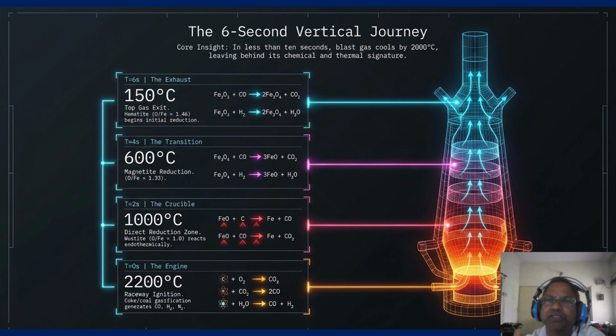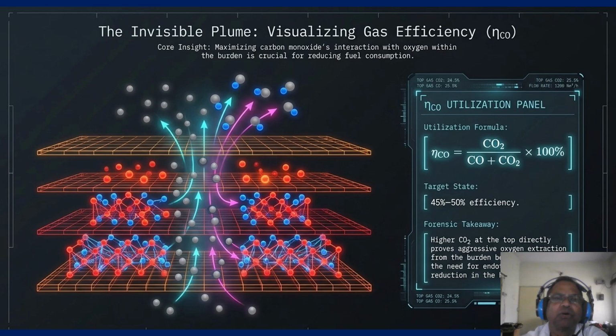That loss of money is quantified by one single vital metric, the gas utilization efficiency. On the left, you see a visualization of an invisible plume. The red spheres represent oxygen within the burden, while the blue and magenta arrows show the gas paths. Look at the utilization panel here: efficiency equals CO2 divided by the sum of CO and CO2. We are targeting 45 to 50% efficiency.